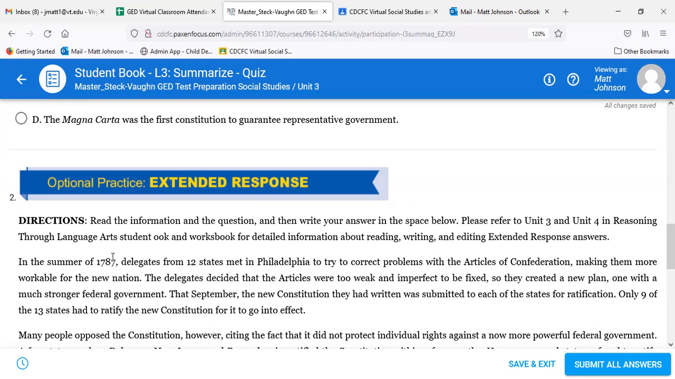And then, so instead of fixing the articles, what happens? What do they decide? That it was too weak and imperfect to be fixed. Right. So they created a new plan. There you go. So the articles were garbage, too weak, not fixable. And so they create the Constitution.